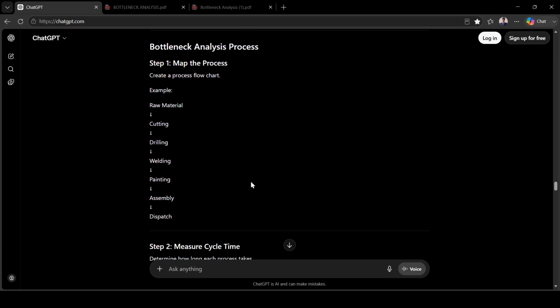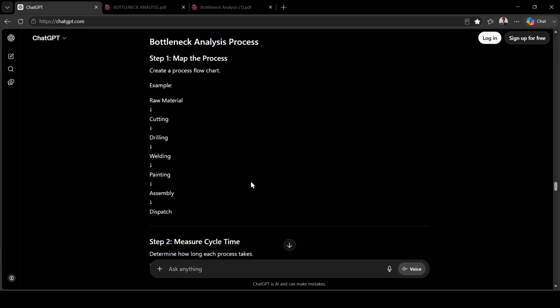Bottleneck analysis steps. What are the steps of bottleneck analysis? Step 1: map the process. Create a process flow chart. Example: raw materials, cutting, drilling, welding, painting, assembly, dispatch.